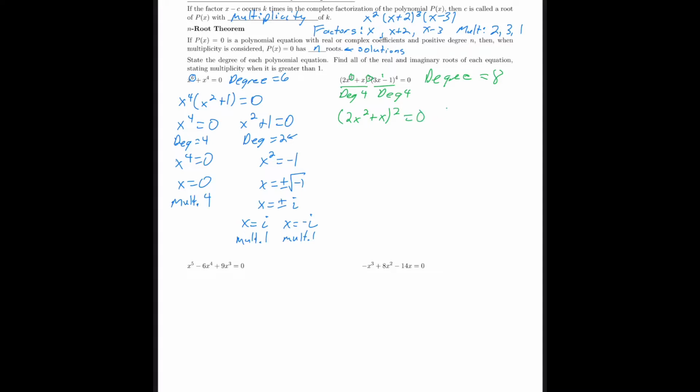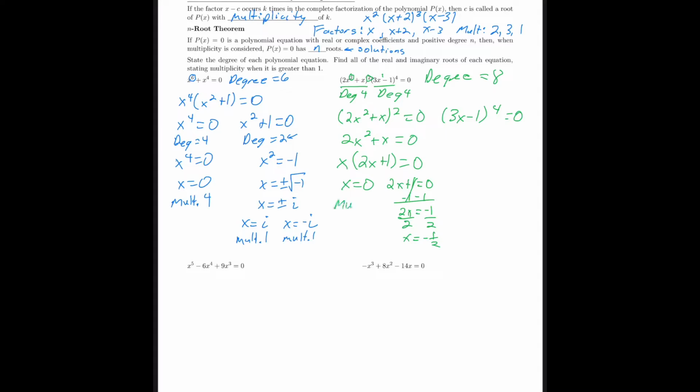Each one of these, this side had a degree of 4, and this side has a degree of 4. So we should expect 4 roots from each. We've got two factors, so we can set them both equal to 0. So we've got 2x squared plus x squared equals 0, and 3x minus 1 to the fourth equals 0. And we can solve each of those. Start by taking the square root of both sides, so we get x squared plus x equals 0. Then we can factor out an x, so x times 2x plus 1 equals 0. Set those both equal to 0.